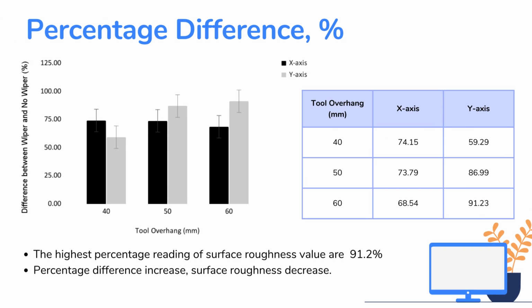The results of the percentage difference between wiper and no wiper tool bit can be seen in the histogram chart here. The highest percentage reading of the surface roughness value is 91.2% at the tool overhang of 60 mm on the y-axis. The results for the wiper insert tool bit in this experiment also show that as the percentage difference increases, the surface roughness of the surface finish after the machining process will also decrease.